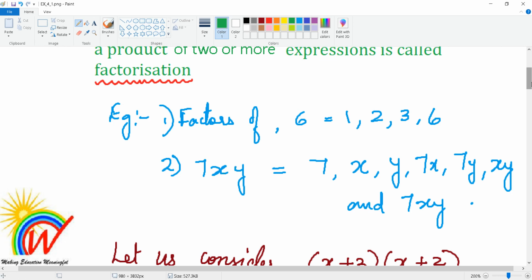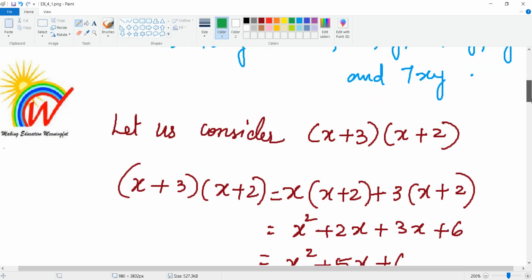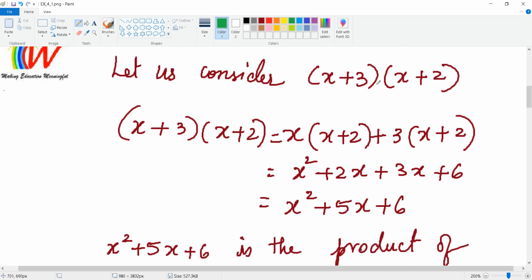Now let us consider one small example. We have learned this kind of question earlier. We have learned to multiply a binomial with a binomial, that is x plus 3 with x plus 2. In our algebraic expressions chapter we have learned this, right? There are two ways of doing this. Either you can use the identity, or you can do it like this, by distributing.